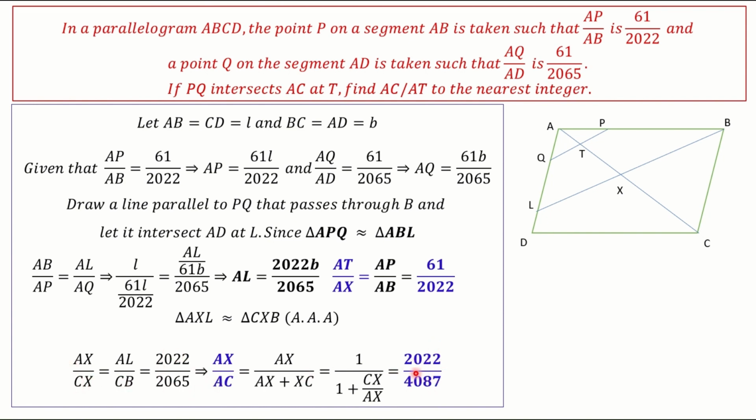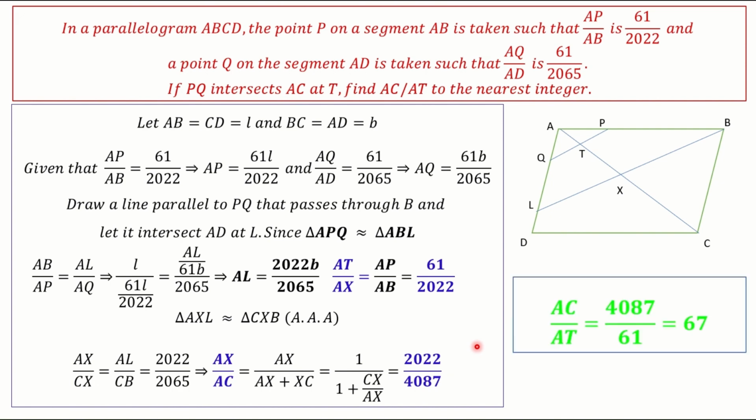1 by 1 plus 2022, sorry, 1 by 1 by 1 plus CX by AX, which is here 2065 by 2022. So if I substitute that value, this is what I'll get: 2022 by 4087. Now from these two values I can get AC by AD, which is equal to 4087 by 61, which is equal to 67. This is the value.